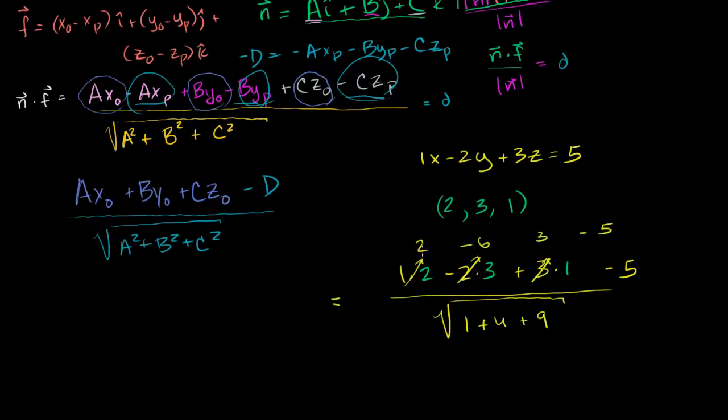So this is what? This is 5. 2 plus 3 is 5 minus 5, so those cancel out. So this is negative 6. So it's equal to negative 6 over the square root of 5 plus 9 is 14, over the square root of 14. And you're done.